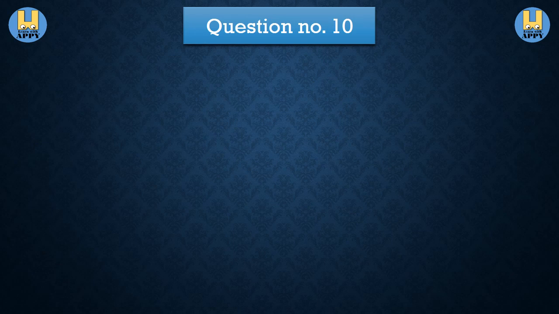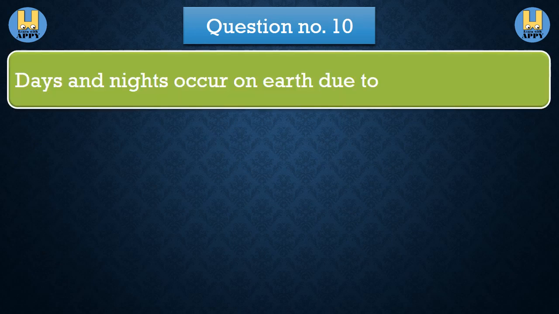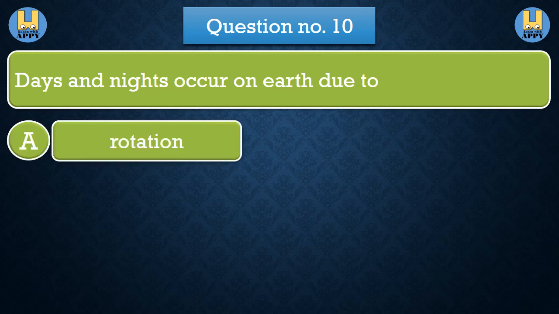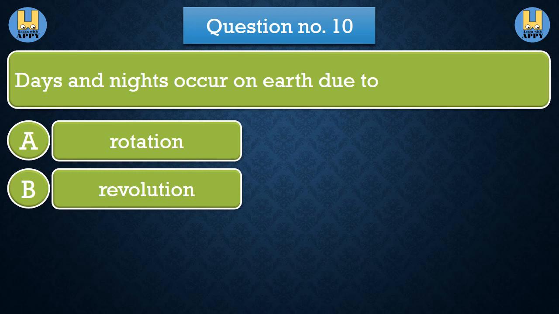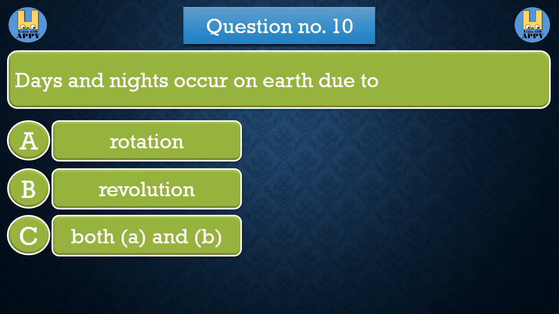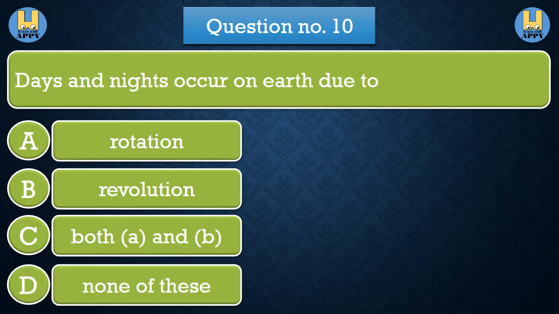Question number 10. Days and nights occur on Earth due to: Option A, rotation. Option B, revolution. Option C, both A and B. Option D, none of these.